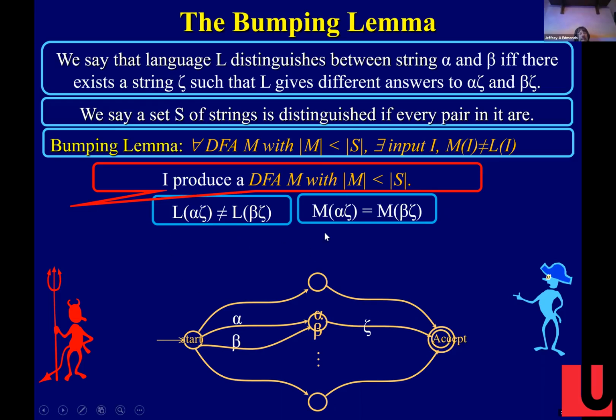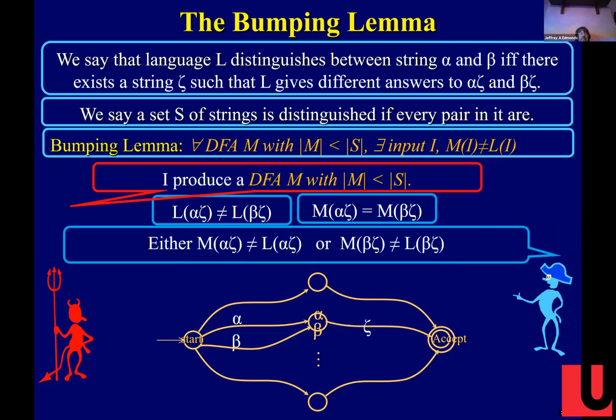Now, look at what we have here. Do both of these have the right answer? Can this machine give the right answer to this string and give the right answer to this string? No, right? It can't. Either the machine gives the wrong answer for alpha zeta, or it gives the wrong answer to beta zeta. If one of them's right, then the other one's wrong.